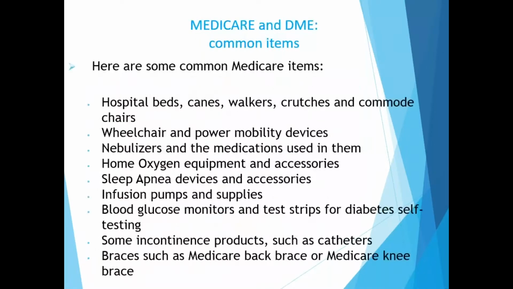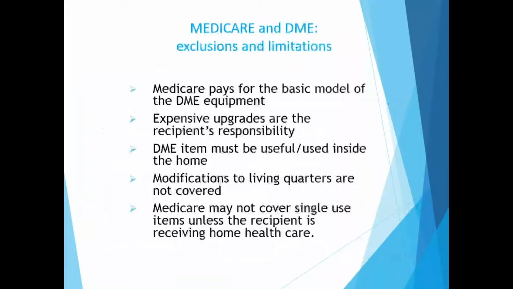So some of the common Medicare items that are covered: hospital beds, walkers, commodes, wheelchairs, nebulizers, oxygen, sleep apnea devices, infusion pumps, diabetic supplies, some incontinence products, and orthotics and braces.